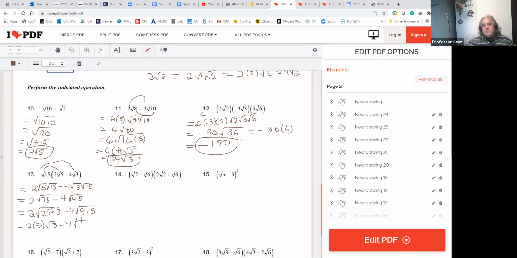Well, I'll tell you what, this is 3, because the square root of 9 is 3, and then the square root of 5 stays in there. And you know what? Look: 10 square roots of 3 minus 12 square roots of 5.